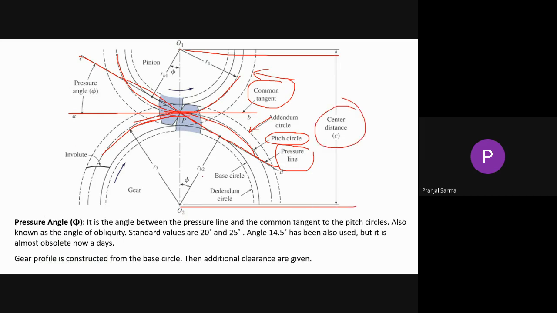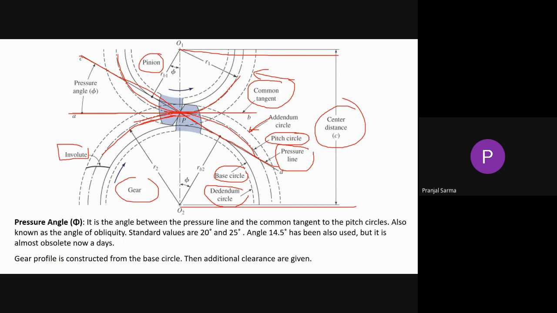This is the base circle, the lower one is the root circle, those things we already know. The bigger one is the gear, and the smaller one is the pinion. The pinion is generally the driver, and the gear is generally the driven. We are considering as if we have an involute profile here.